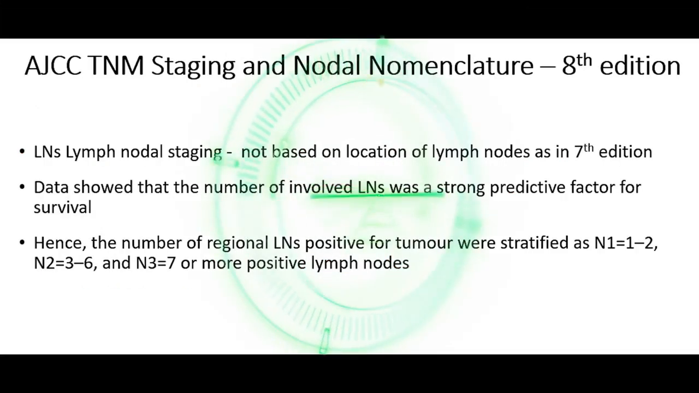In the AJCC 8th edition, the nodal nomenclature is as in the 7th edition and there is no major change. Data showed that the number of involved lymph nodes was a strong predictive factor for survival. Hence, the number of regional lymph nodes positive for tumor was stratified as N1, N2, N3, 1 to 2, 3 to 6 and 7 or more, as in the 7th edition of AJCC. The major change was from 6 to 7, that was the deletion of M1a and M1b status.